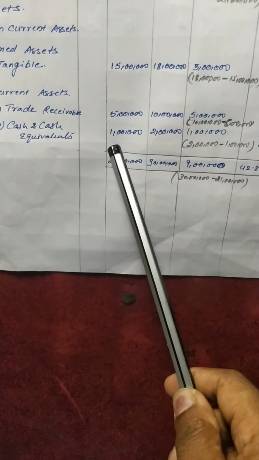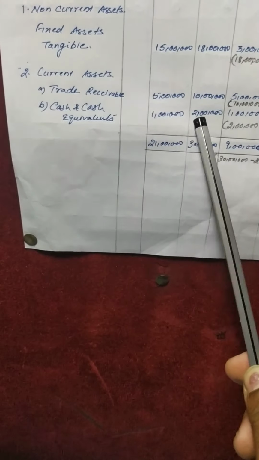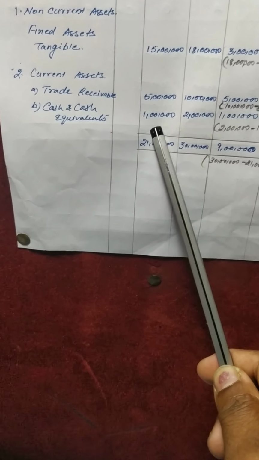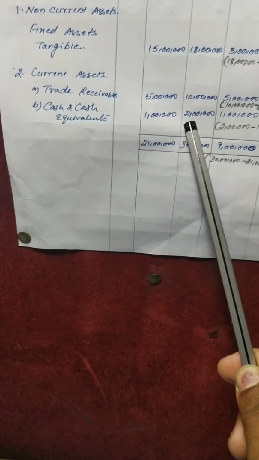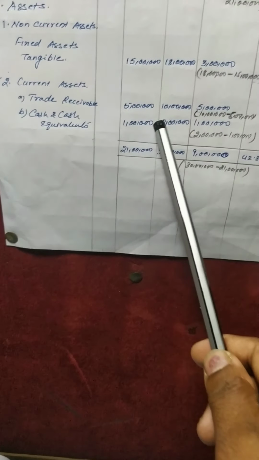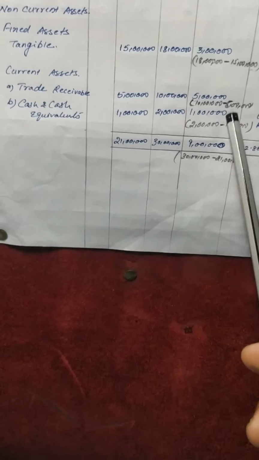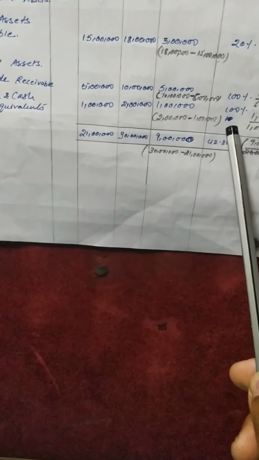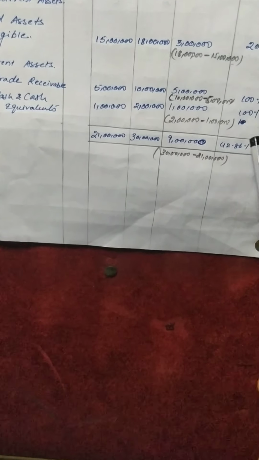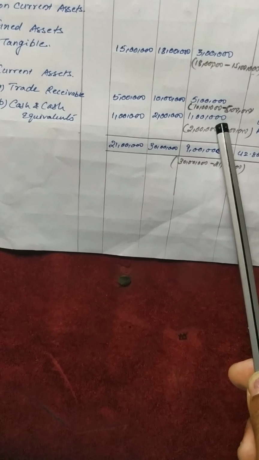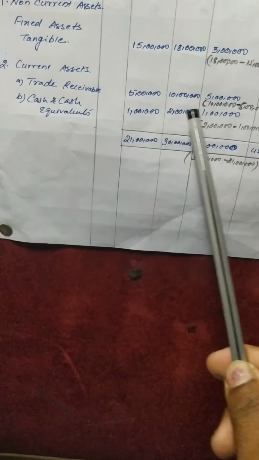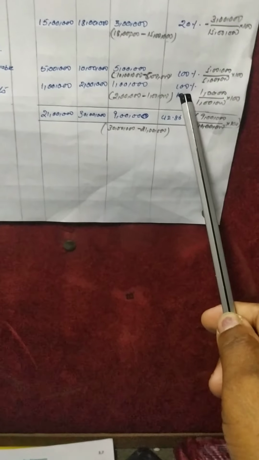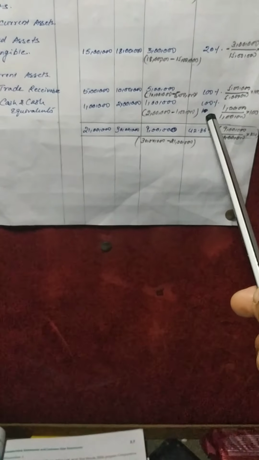Now next, cash and cash equivalents. We were having 1 lakh previous year. Current year we are having 2 lakh cash. The change, there is an increase of 1 lakh cash, that is B minus A. And the percentage is here C upon A. Here C is 1 lakh, A is also 1 lakh, multiplied by 100, we got 100%. There is 100% increase in cash.